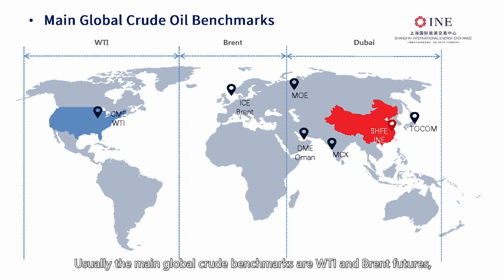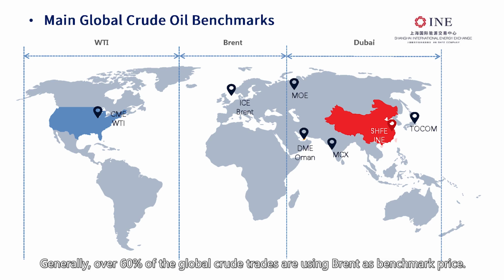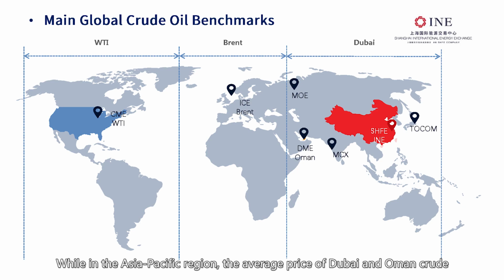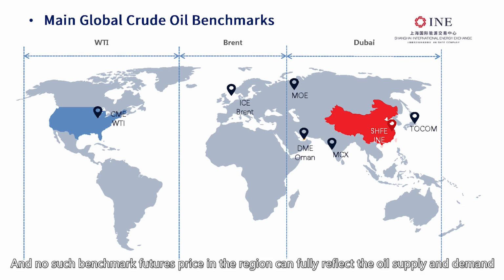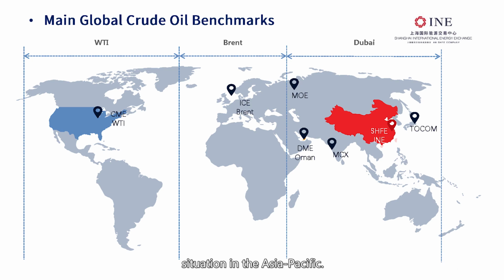Usually, the main global crude benchmarks are WTI and Brent futures, which represent the price in North America and Europe respectively. Generally, over 60% of the global crude trades use Brent as the benchmark price, while in the Asia-Pacific region, the average price of Dubai and Oman crude is used as a reference, and no such benchmark futures price in the region can fully reflect the oil supply and demand situation in Asia-Pacific. That's why INE launched the Shanghai crude oil futures in 2018.